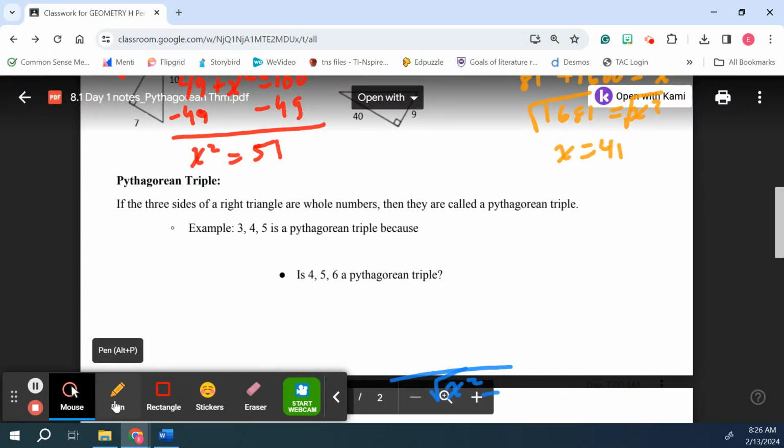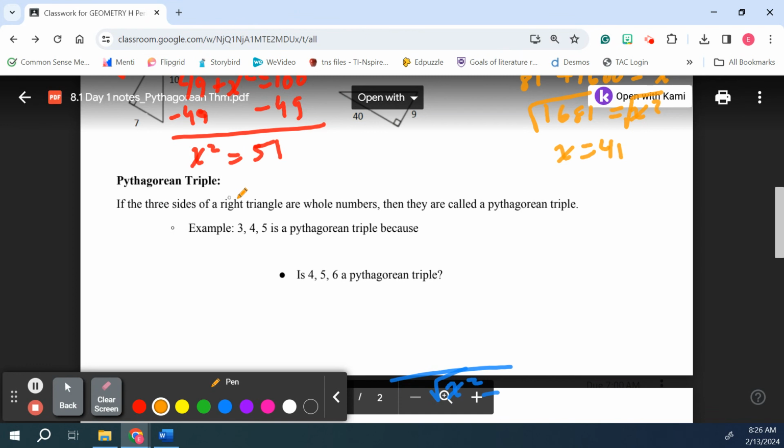All right, let's talk about Pythagorean triples. If the 3 sides of a right triangle are whole numbers, then they are called a Pythagorean triple. Can someone please erase the board for me? Thank you. So example here, we have 3, 4, 5. So what they're saying here is that we're going to take 3 squared plus 4 squared, and we're going to say that equals 5 squared. So this will be 9 plus 16 equals 25. Does 9 plus 16 equal 25? Yes, it does. So we know that, yes, this is in fact a triple.